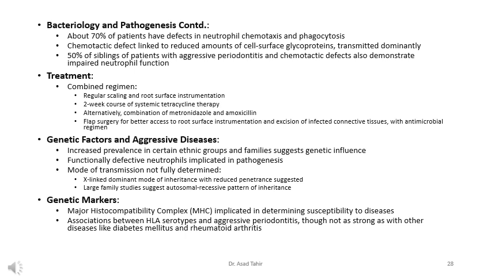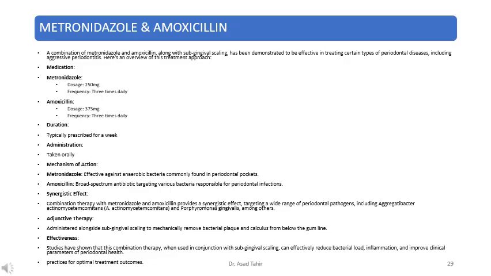Genetic markers. Major histocompatibility complex, MHC, implicated in susceptibility to diseases. Associations between HLA serotypes and aggressive periodontitis, though not as strong as with other diseases like diabetes mellitus and rheumatoid arthritis. Metronidazole and amoxicillin. A combination of metronidazole and amoxicillin, along with subgingival scaling, has been demonstrated to be effective in treating certain types of periodontal diseases, including aggressive periodontitis.